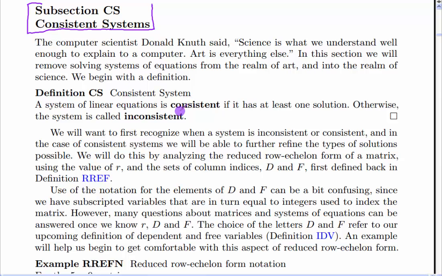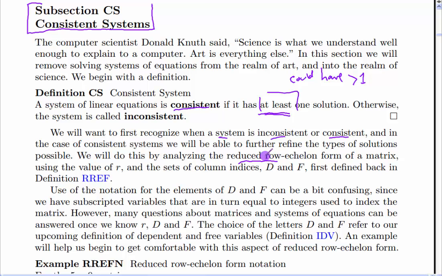A system of linear equations is consistent if it has at least one solution. Otherwise, it's inconsistent. Now, notice this "at least". It could have more than one. All right, we'll leave that for later. So we'll want to characterize when the system is inconsistent or consistent. And as I said, we'll do this by analyzing the reduced row echelon form of the matrix.